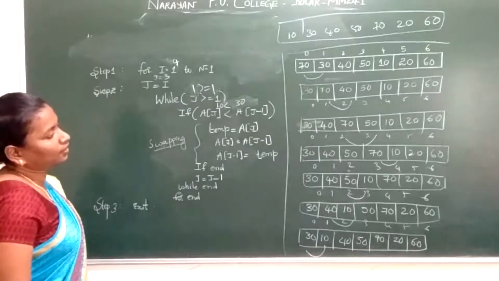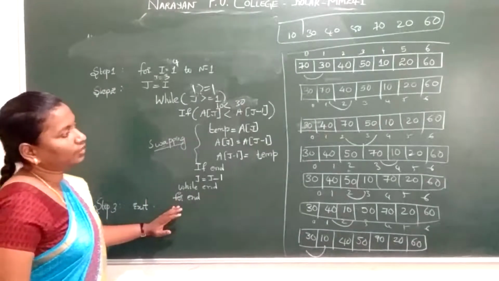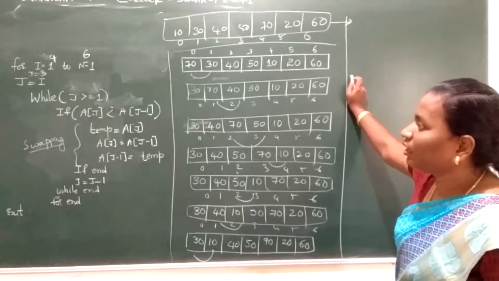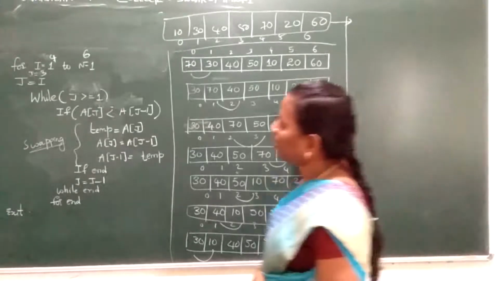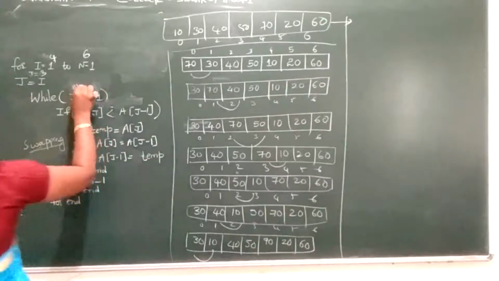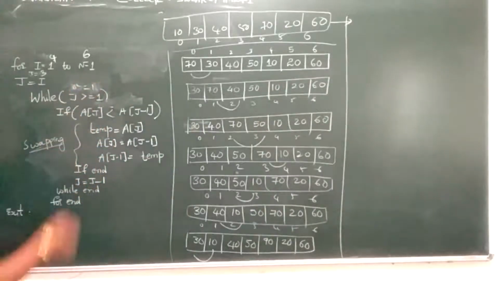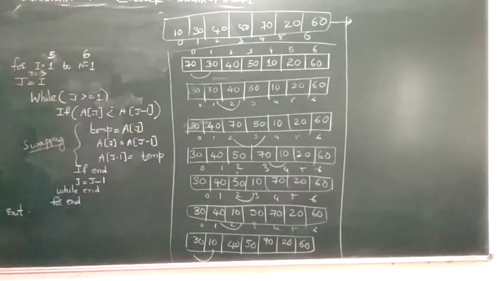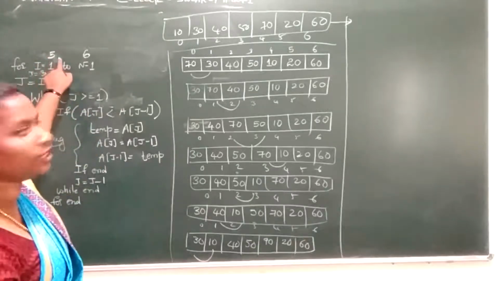We'll see the tracing this side. Again, once we see the j value here, j will become 0. Is 0 greater than or equal to 1? The condition fails. Again we will come here. The i value gets incremented to 5. Now the i value got incremented to 5.